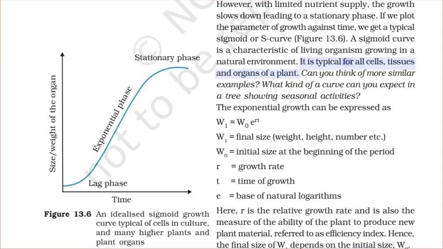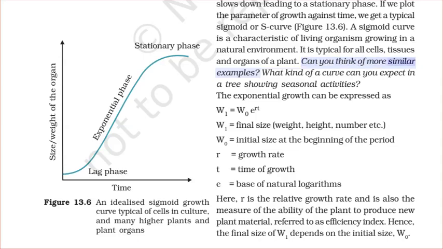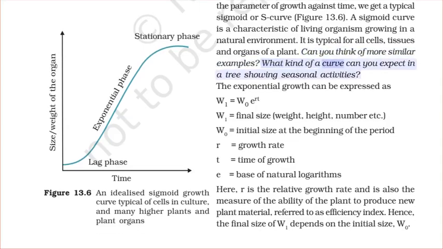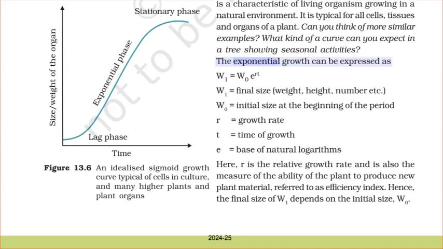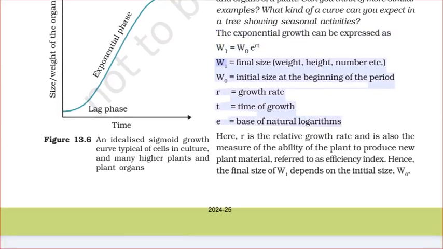It is typical for all cells, tissues, and organs of a plant. Can you think of more similar examples? What kind of a curve can you expect in a tree showing seasonal activities? The exponential growth can be expressed as W1 = W0 e^rt. W1 equal to final size, weight, height, number, etc. W0 equal to initial size at the beginning of the period, r equal to growth rate, t equal to time of growth, e equal to base of natural logarithms.